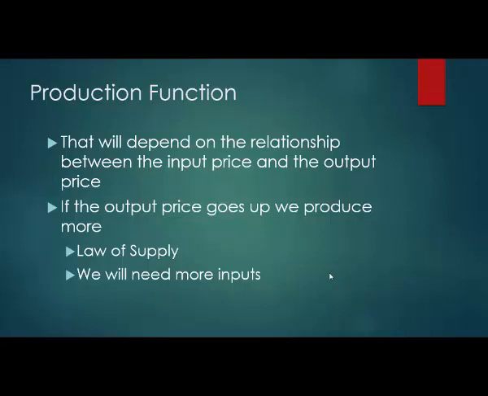And exactly where we're going to be producing is going to be a function of two things: the input price, the price of X, the thing that we're buying to make our product, and the output price, Y, the thing we're actually making. If the output price goes up, we're going to produce more. That's the law of supply. And what you need to understand about that is when we produce more, we're going to need more of our variable inputs.